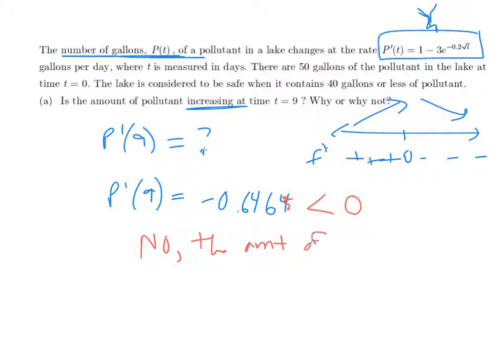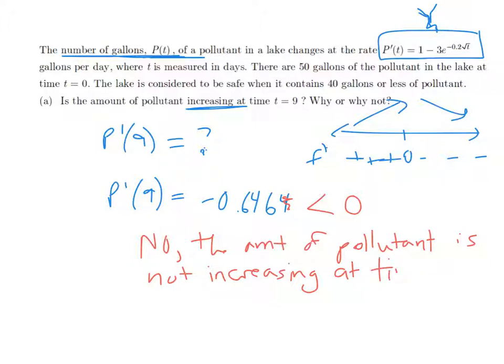The amount of pollutant is not increasing. Let's be specific. I'm literally rephrasing the question. At time t equals 9 because p prime of 9 is less than 0. Done.